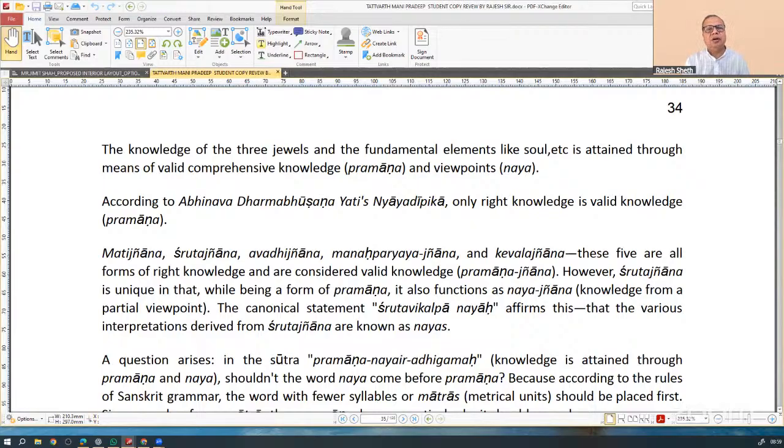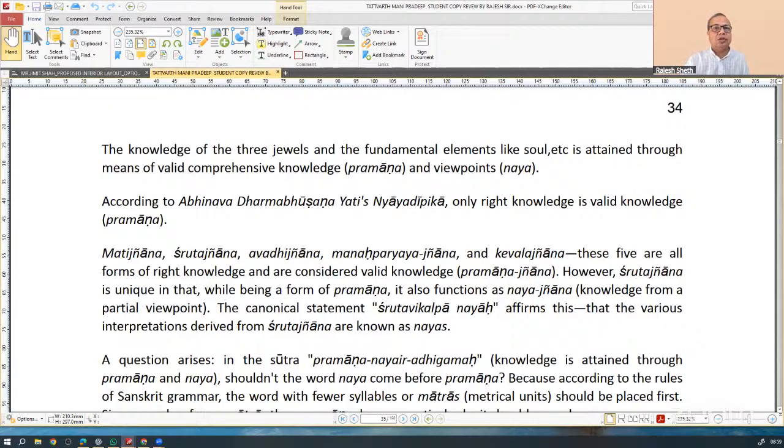So this is called viewpoints. When you are focusing on a particular aspect of the whole scenario, it is called a viewpoint. Once you put focus on one aspect, then on another aspect, then on another aspect, when you summarize all these, when you make a total of all these focuses, it becomes valid comprehensive knowledge. Now you have a better idea what's going on in the auditorium, right?